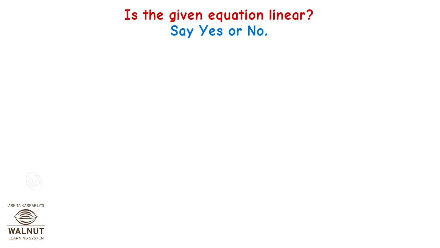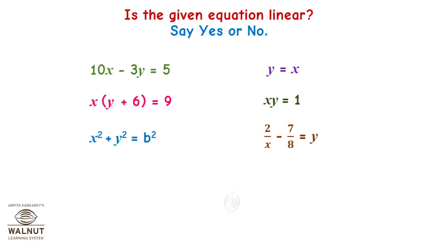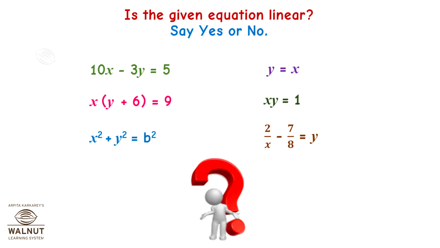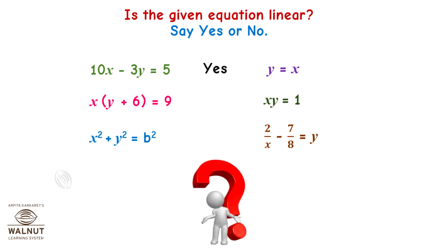Is the given equation linear? Say yes or no. 10x minus 3y is equal to 5. Yes. X into bracket y plus 6 is equal to 9. No. X square plus y square is equal to b square. No. Y is equal to x. Yes. xy is equal to 1. No. 2 upon x minus 7 upon 8 is equal to y. No.